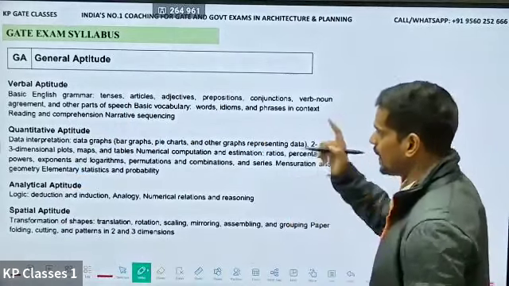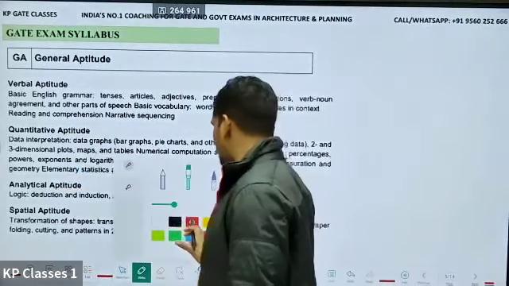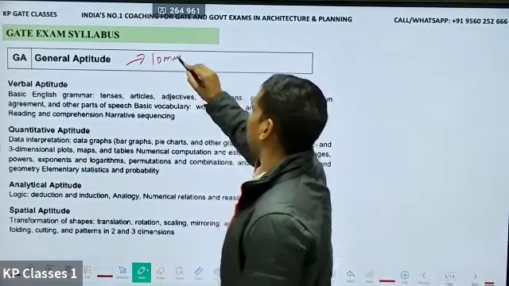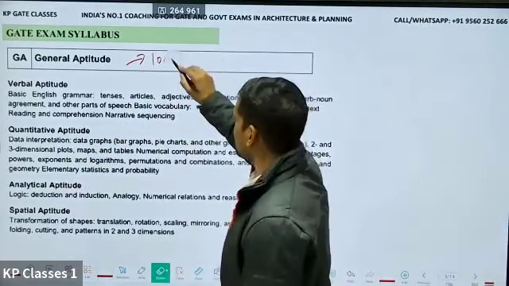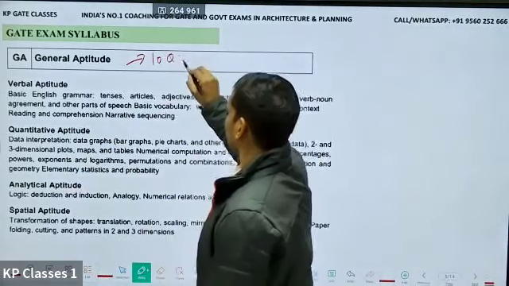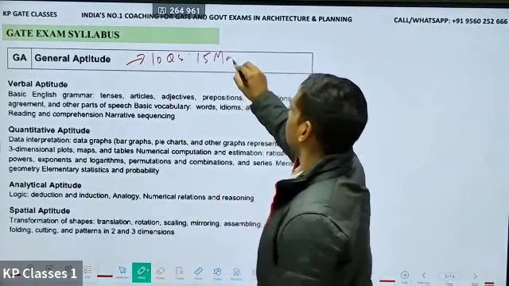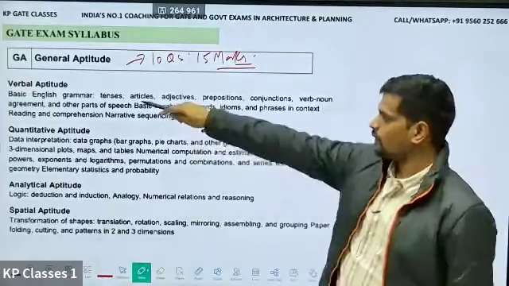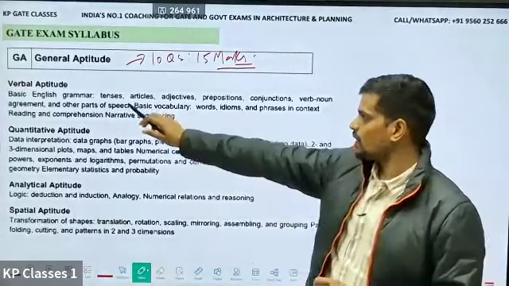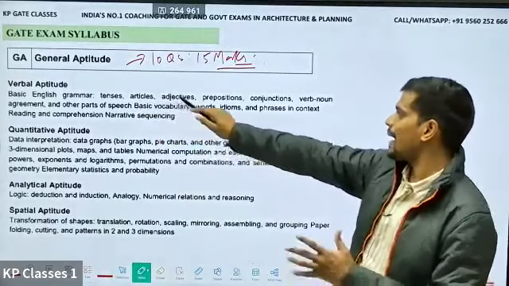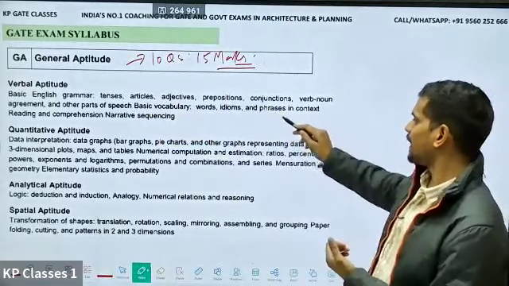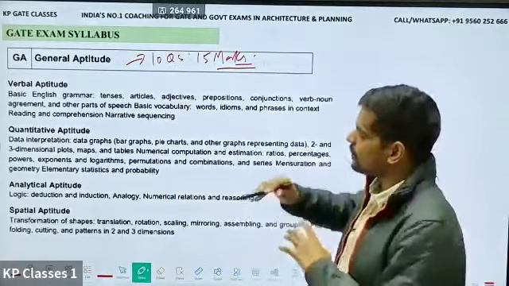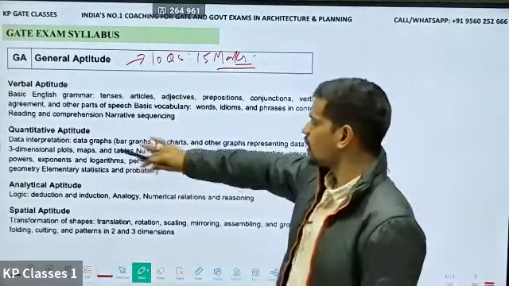That's the broad understanding. As far as general aptitude is considered, as I told you, you have 10 questions, not 10 marks, 10 questions with 15 marks of weightage. This has 4 topics. You have verbal ability, which is basic English, covering English grammar, English comprehension, English phrases, English meanings, basically synonyms, antonyms. Everything is in the verbal aptitude.